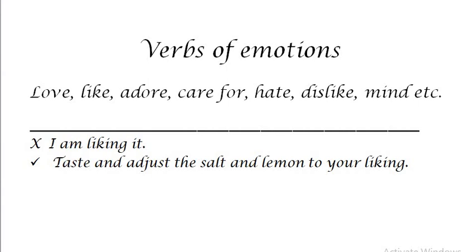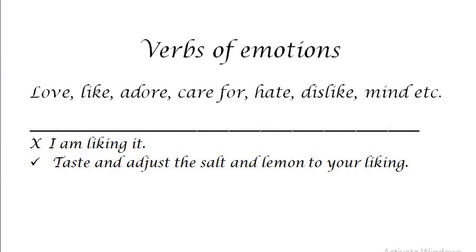Now the next one is the verbs of emotion. Verbs of emotion: love, like, adore, care for, hate, dislike, mind, etc. These are the verbs of emotions. In these verbs of emotions, again, we don't use continuous form, but with a changed meaning, of course, we can. Alright, so "I am liking it." This is a verb of emotion.